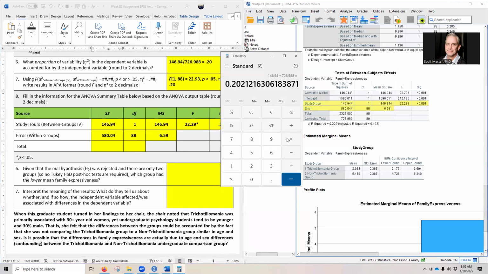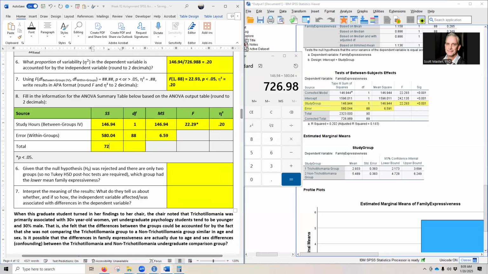And finally, we got to add these guys up. So that's actually we did that up above, didn't we? 726.98. I'll re-add it, but 146.94 plus 580.04, 726.98. So 726.98 is what we put there, and these 2 added is 89. That's our ANCOVA summary table.